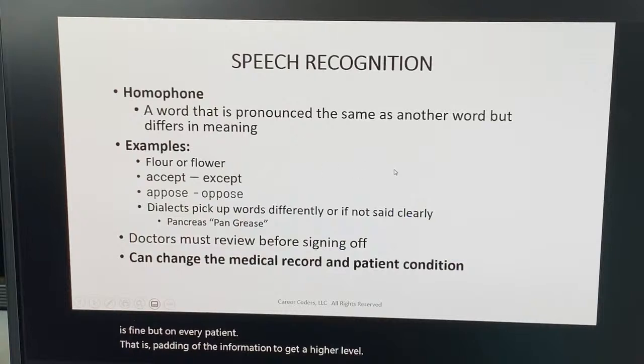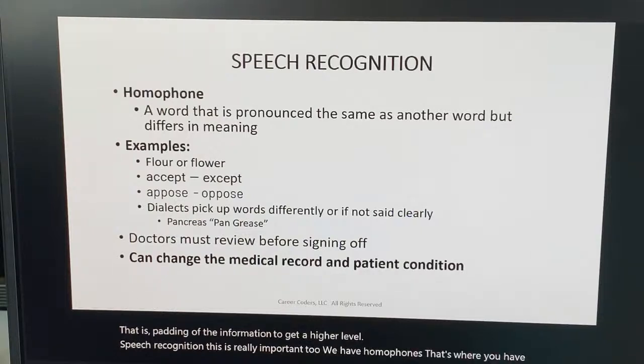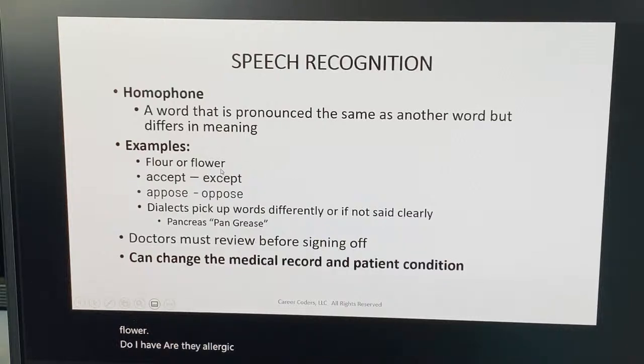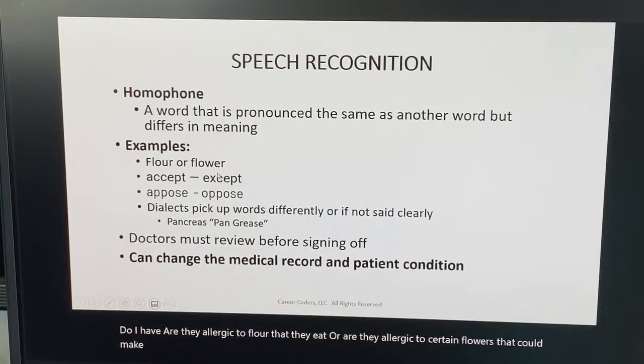Speech recognition. This is really important too. We have homophones, where words are pronounced the same but have different meanings, such as flour or flower. Are they allergic to flour that they eat, or are they allergic to certain flowers? That could make a big difference in prescriptions or diet and those types of things.